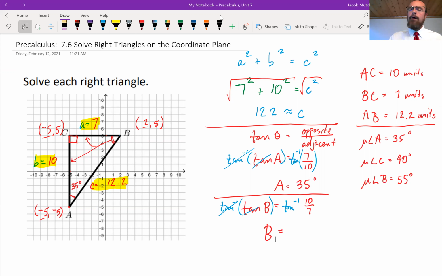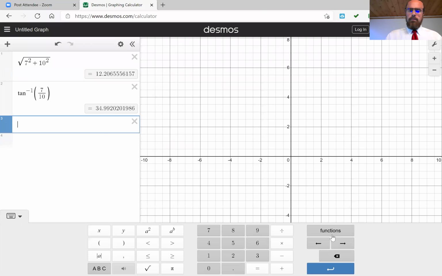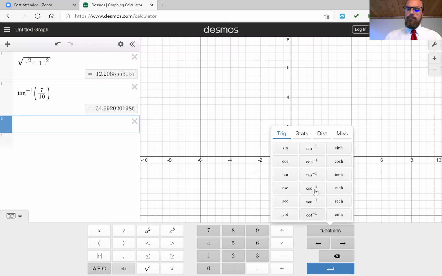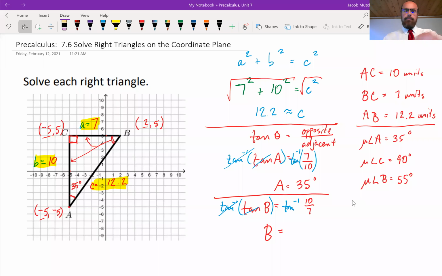So we'd had a hypothesis that was 55 degrees. Let's see if that is consistent. Inverse tangent of 10 over 7. We'll grab the inverse tangent function and give the inverse 10 over 7. Sure enough, that's coming out as 55 degrees. We'll head back to our notes to finalize that one. And with that calculation, we finalize the solution of this right triangle.